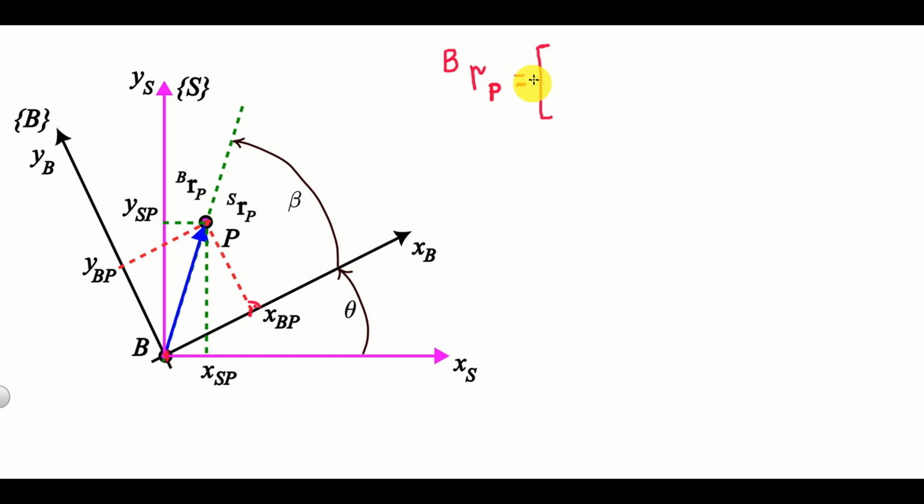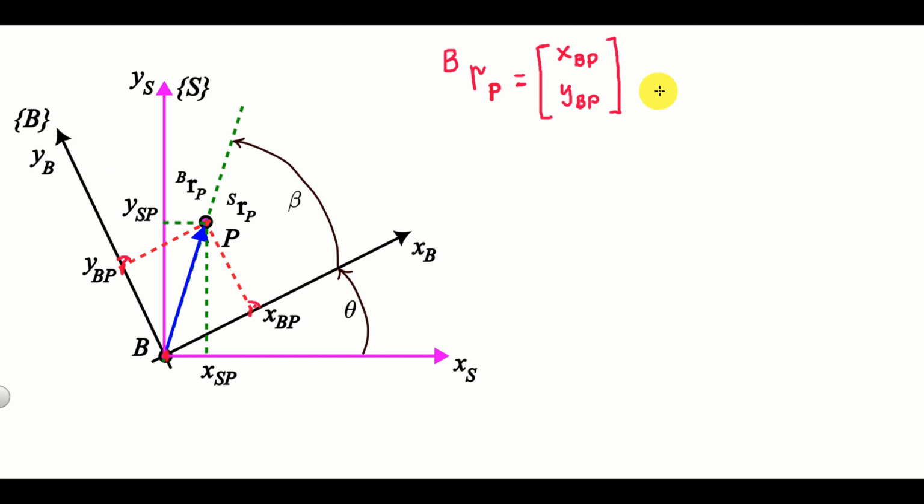And this projection is denoted by XB of the point P. Similarly, we construct the vertical projection by drawing the line that creates an angle of 90 degrees with the line YB. And this projection is measured from here to here, and it's denoted by YBP. To repeat, RPB is expressed like this. It has projections onto the X and Y axes of the body frame B.